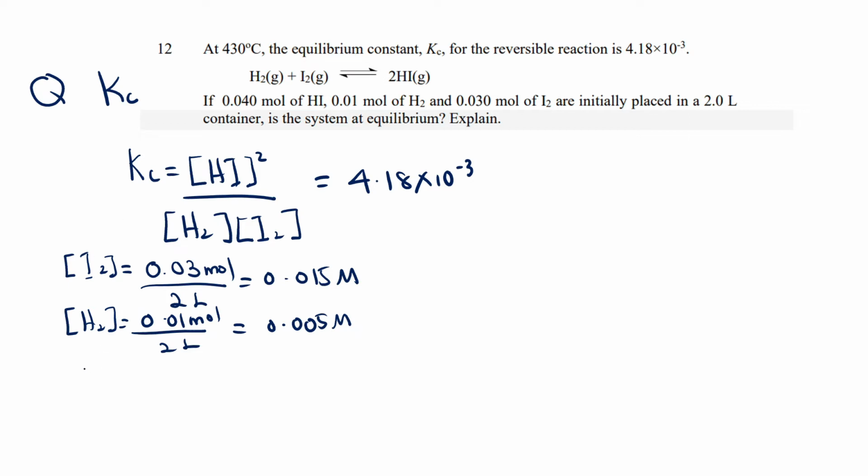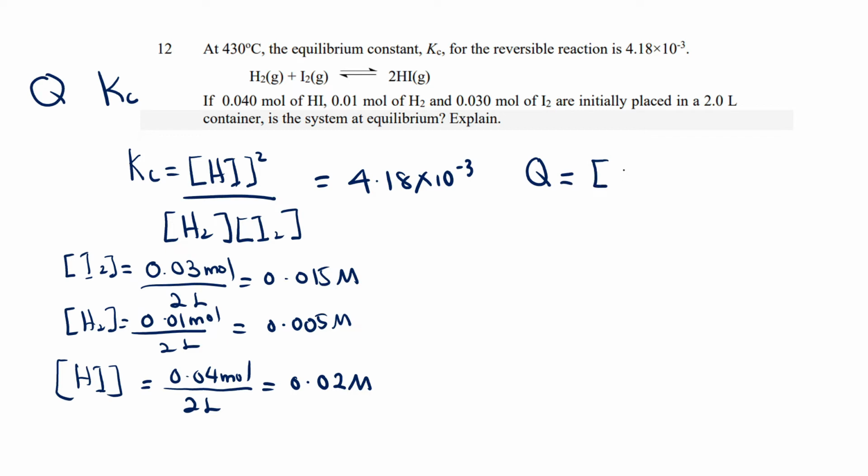And then concentration of HI is equal to 0.04 over 2 liter. So we got 0.02 molar. Jadi kita dah dapat sini dan kita boleh calculate apa? Q is equal to concentration of HI square over concentration of H2 times concentration of I2.